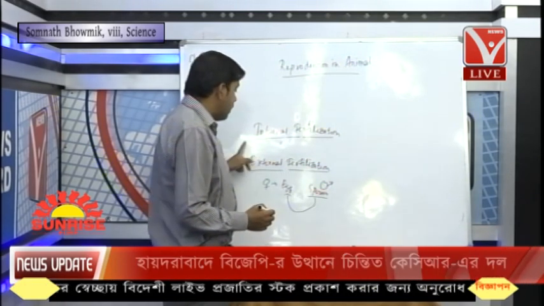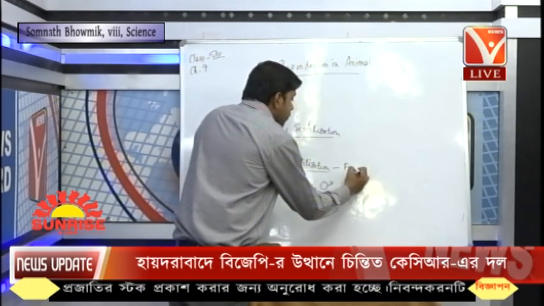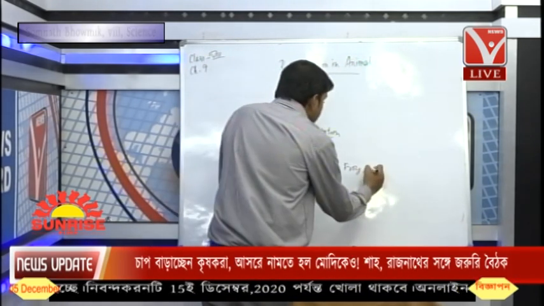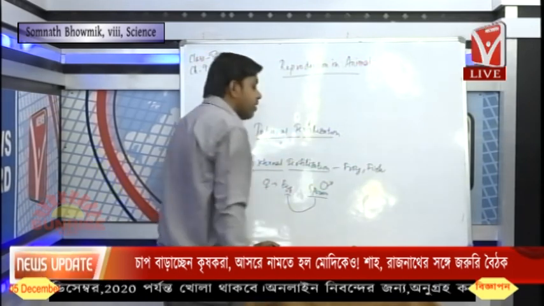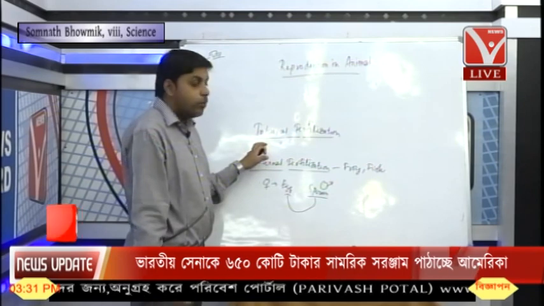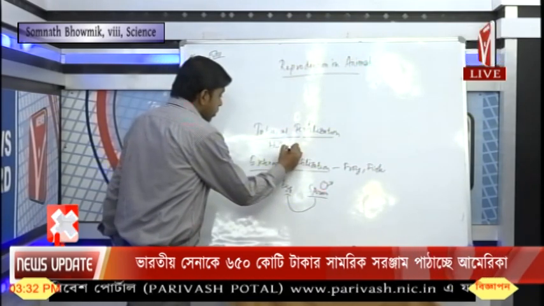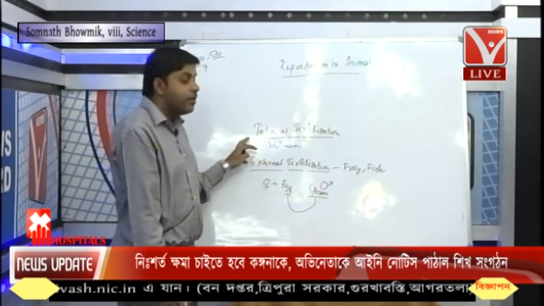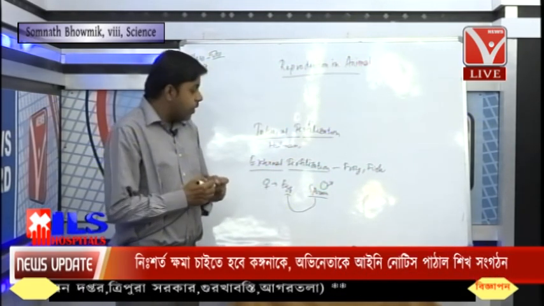So in case of frogs, fish, or mostly aquatic animals, the fertilization is external. But in case of humans, fertilization is internal in nature. Okay.